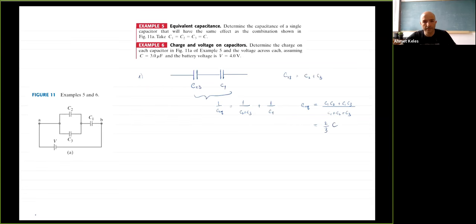All right? So this is example 5. Now let's think about 6, which is also about this. Determine the charge on each capacitor in the figure and the voltage across each, assuming C is given and V is given. Okay. So how do we do this?